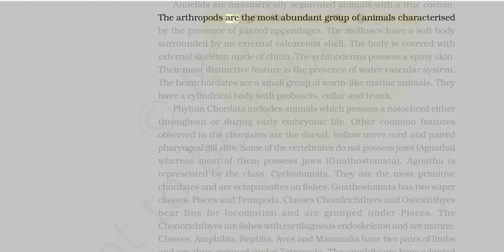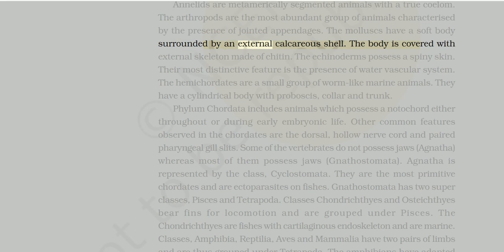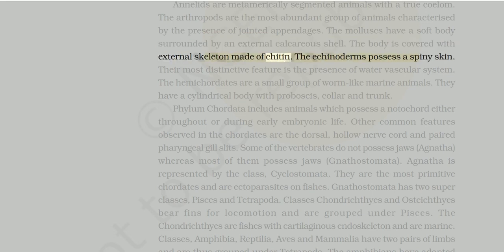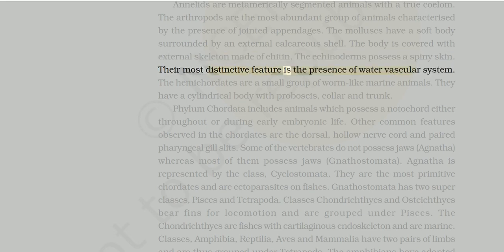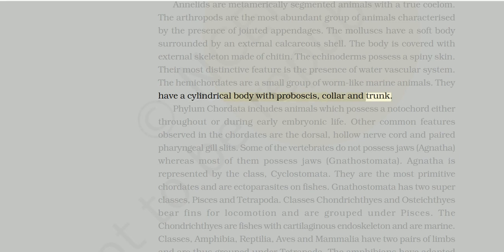The arthropods are the most abundant group of animals characterized by the presence of jointed appendages. The mollusks have a soft body, surrounded by an external calcareous shell. The body is covered with external skeleton made of chitin. The echinoderms possess a spiny skin. Their most distinctive feature is the presence of water vascular system. The hemichordates are a small group of worm-like marine animals. They have a cylindrical body with proboscis, collar and trunk.